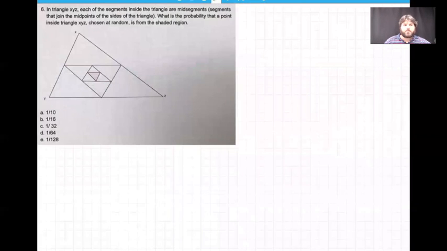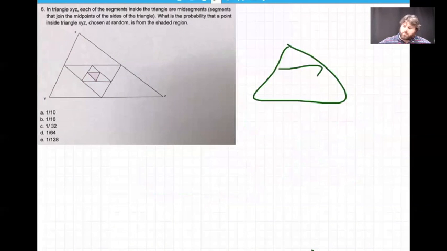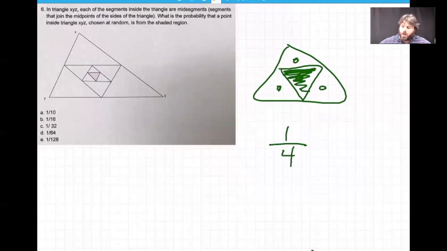All right, in triangle XYZ, each of the segments inside the triangle are mid-segments, which are segments that join the midpoints of the sides of the triangle. What is the probability that a point inside triangle XYZ chosen at random is from the shaded region? Okay, so remember what happens with mid-segments is when you take a mid-segment, this is congruent to both of these here. So really, the shaded region in here is 1 out of 4 equal parts. There's 1, 2, 3, and then the shaded region is 4. So it's 1/4 of the region, okay?